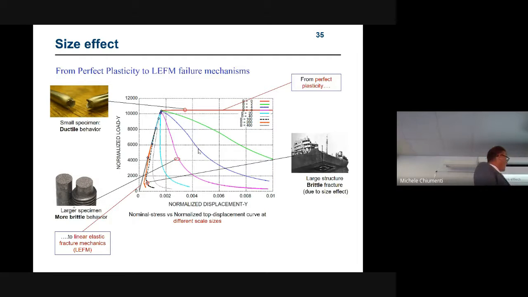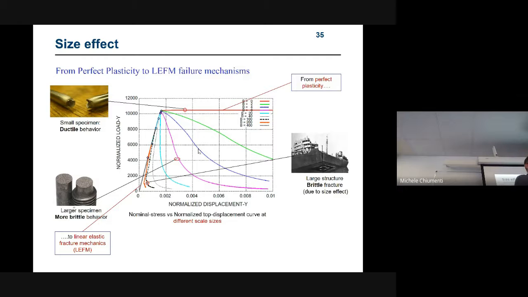The solution in terms of load displacement, which in this case we normalize to be able to show in the same graph, is that if the specimen is very small, you obtain what you expect, an elastoplastic result. But increasing the size of the specimen, you get a structural response which shows some kind of softening. So the material looks more brittle.